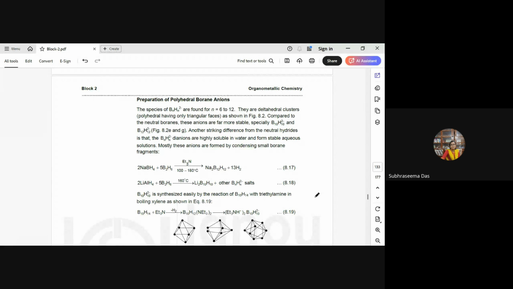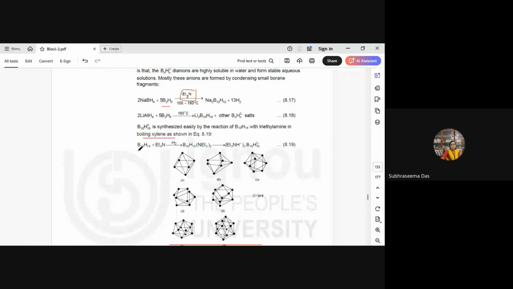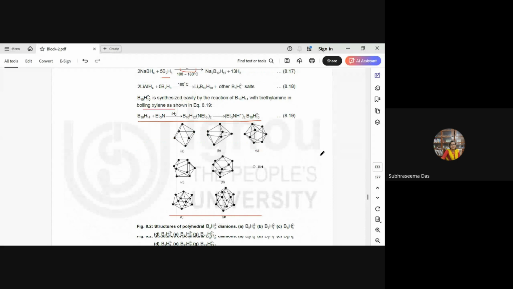Mostly these anions are formed by condensing small boron fragments. Here 2NaBH4 plus diborane in triethylamine forms Na2B12H12, the higher dodecaborane salts. B10H10 2 minus is easily synthesized by the reaction of B10H14 with triethylamine in boiling xylene.